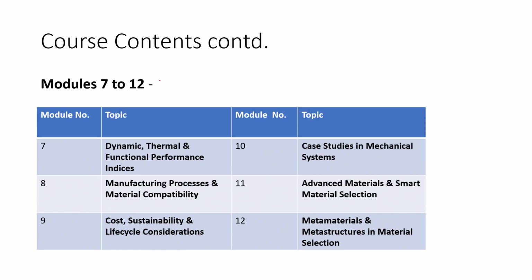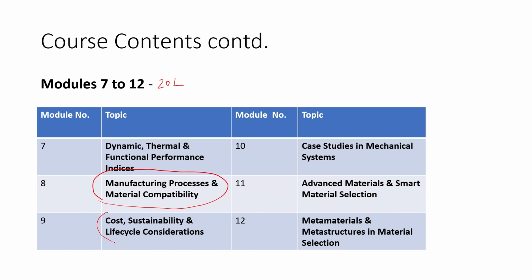So, the next 20 lectures, and that will be from module 7 to 12, in which I will discuss things slightly more involved like dynamic, thermal and other functional performance indices. How do we develop such indices? And then I will talk about the manufacturing process and material compatibility. Okay. So, first part is functional, that will be discussed first, and then the manufacturing process and material compatibility.